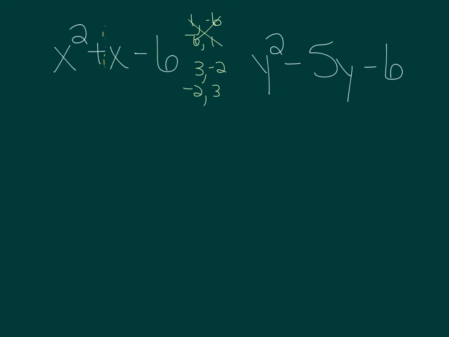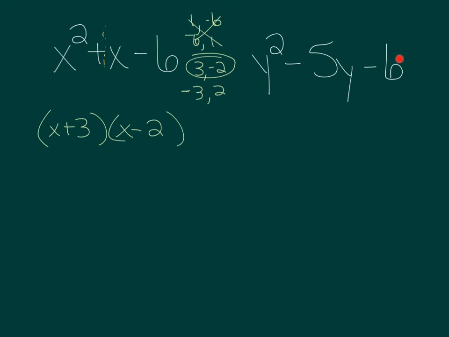Actually, I just gave the same thing twice, didn't I? 3 and negative 2, or negative 3 and positive 2. Sorry about that. Which of these can I combine and get 1? I can do that. 3 and negative 2, so I have x plus 3, x minus 2. Always, always, always check. x squared minus 2x plus 3x gives me the 1x. 3 times negative 2 gives me negative 6.